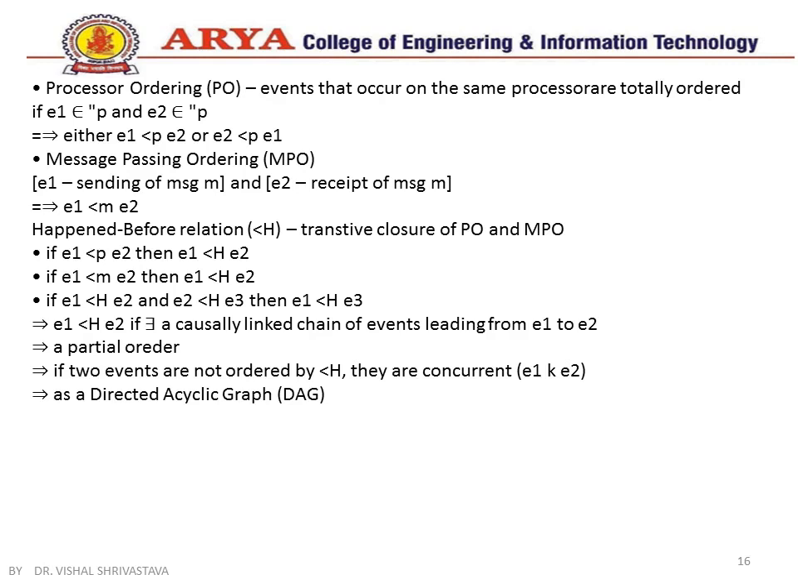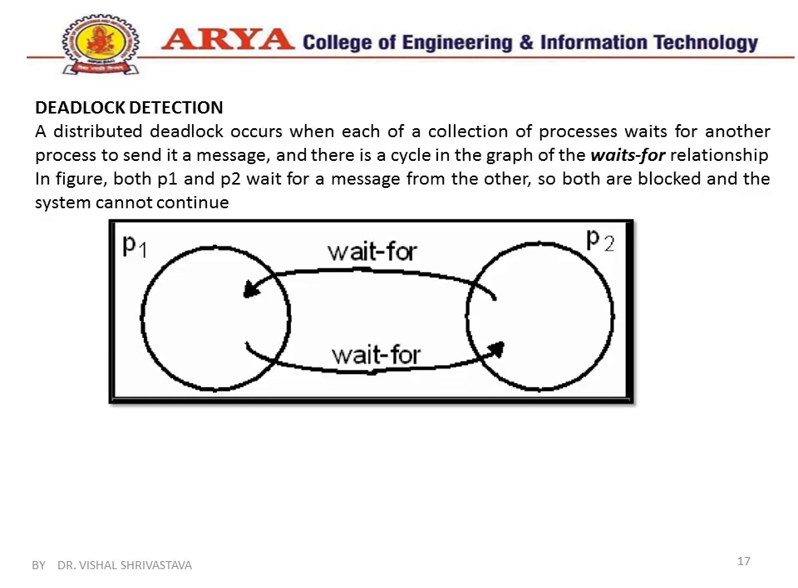Many applications apply constraints. Now the deadlock detection. This is the last topic in our unit 4. A distributed deadlock occurs when each of a collection of processes waits for another process to send it a message, and there is a cycle in the graph of the wait-for relationship. In the figure, both P1 and P2 wait for a message from the other, so both are blocked and the system cannot continue.